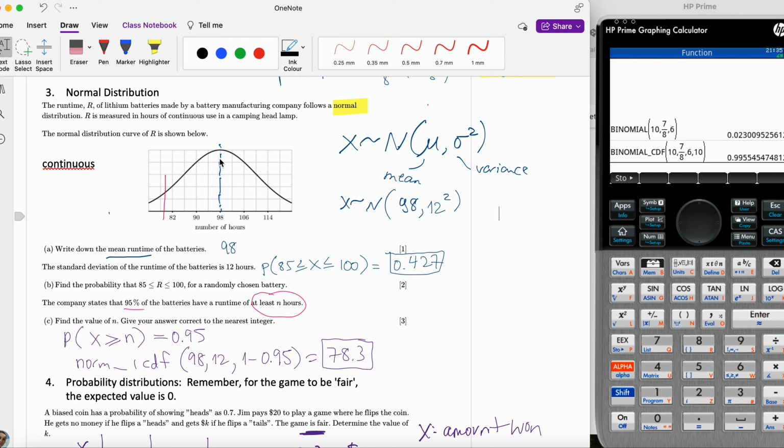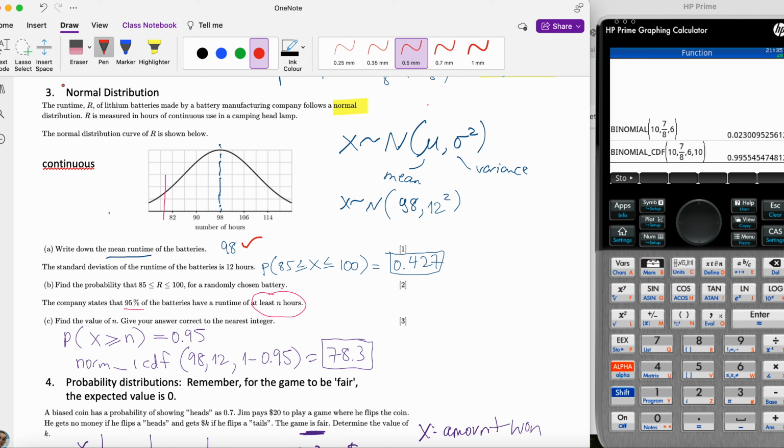The runtime R of lithium batteries follows a normal distribution. Remember, with normal we always have a mean and then a standard deviation. This is the way we write it: X is distributed normally with this mean and this variance. Even though what we really need is the standard deviation, being 12. The mean is easy, just look down the middle. There it is, it's 98, not a drama.